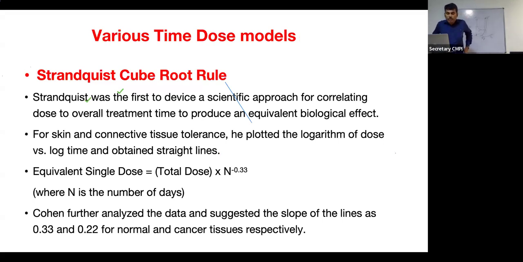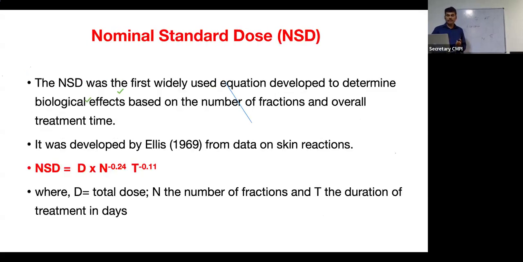So there are various time dose models available. These are historical; we don't use all of them now, just for the theory. Strandqvist was the first person to devise this scientific approach for correlating dose to overall treatment time. He put forward a terminology called equivalent single dose, ESD. Equivalent single dose is equal to total dose times N raised to minus 0.33, plotted and taking the slope in a linear plot. Later on there was certain correction. Then the nominal standard dose concept came, which slightly improved on this.